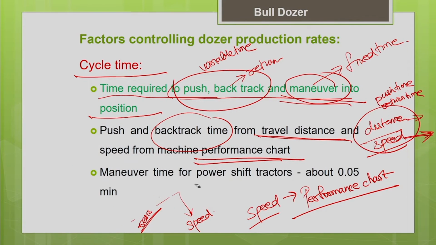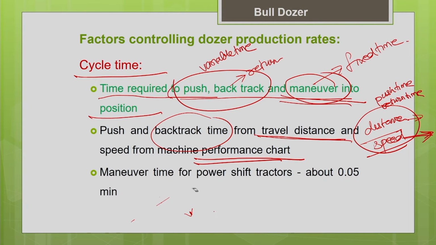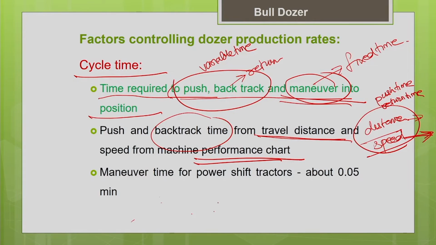Now let us see what this maneuver time is. As I told you, maneuver time is nothing but the time needed for changing your speed, accelerating, changing the gears or reducing the speed. That is what is called maneuver time. This maneuver time will depend upon the type of transmission. In all machines there are two types of transmission possible. One is direct transmission, or you can have the torque converter mode, torque converter or power shift.